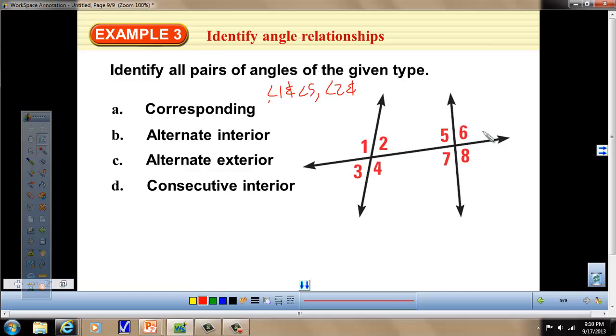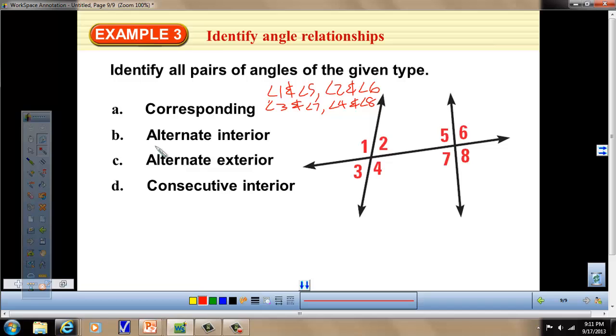which is in the top right. That corresponds to angle 6, which is in the top right. We've got angle 3, which is in the bottom left, and that corresponds to the bottom left over here, which is angle 7. And finally, we've got angle 4, which corresponds to angle 8, which are both in the bottom right. Now we're going to look at alternate interior angles.